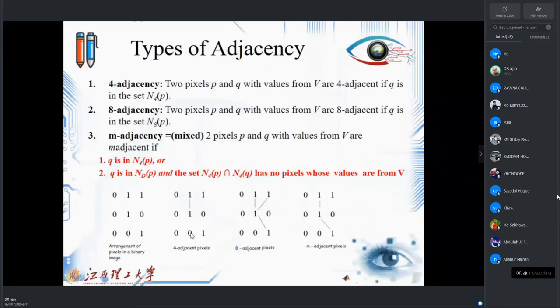And then the second part is the eight adjacency, in which two pixels P and Q with values from V are eight adjacent if Q is in the set N8 of P, means that it has the eight neighbors. And the last part is the M adjacency, or mixed, in which two pixels P and Q with values from V are M adjacent if Q is in N4 of P, or Q is in ND of P and the set N4 of P intersection N4 of Q has no pixels whose values are from V. Have this concept in your mind. Again, we will talk more about it.